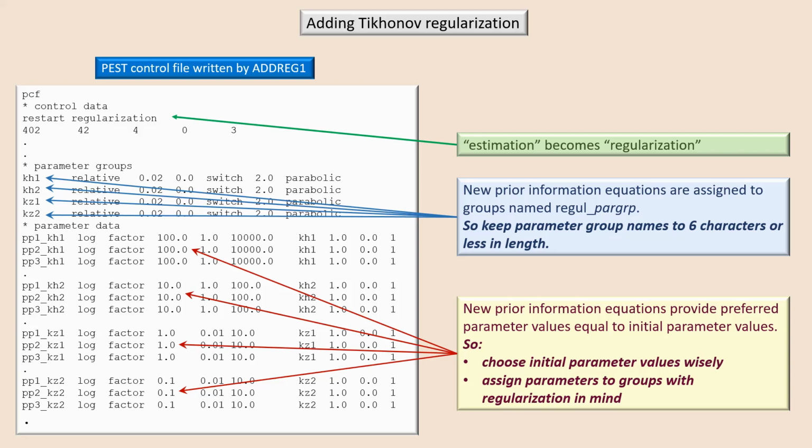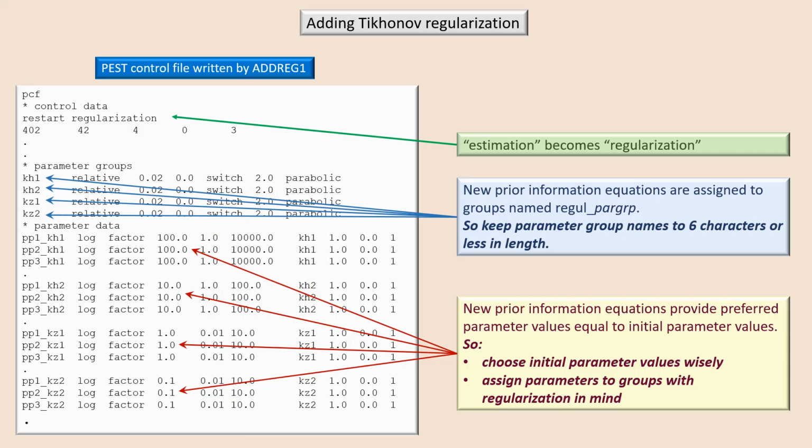It's also wise to assign parameters of different types and in different parts of the model domain to different parameter groups so that they can be assigned to different prior information groups. This has importance for reasons we'll talk about in a moment. Hence, for example, pilot points in layer 1 of a groundwater model should be assigned to one parameter group. Pilot points in layer 2 of the same groundwater model should be assigned to another parameter group, even if the variables which control calculation of finite difference derivatives are the same for both groups.